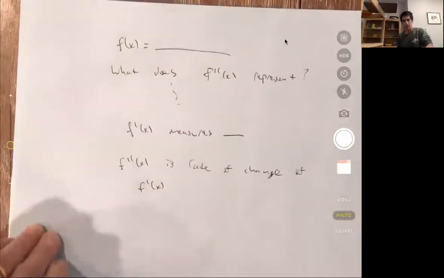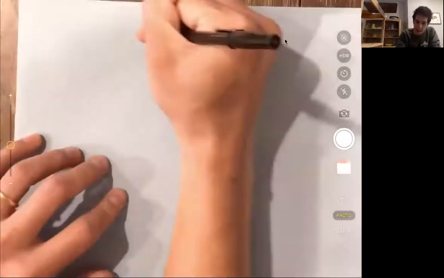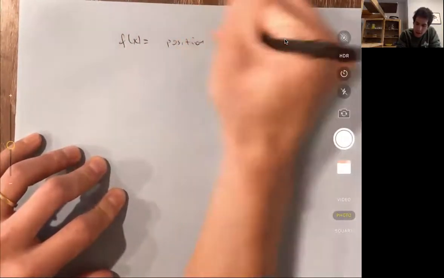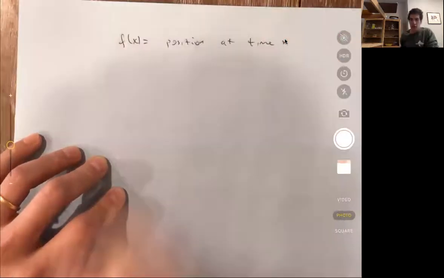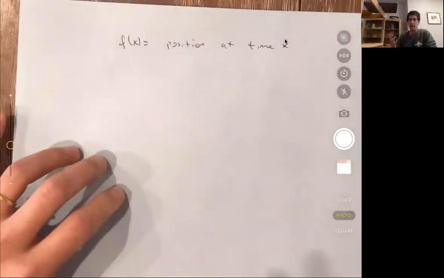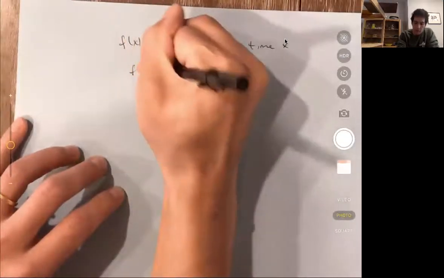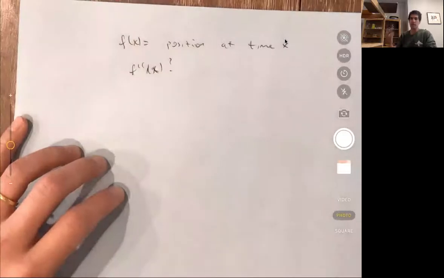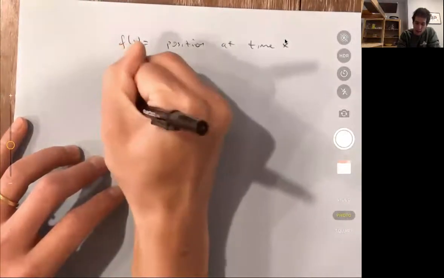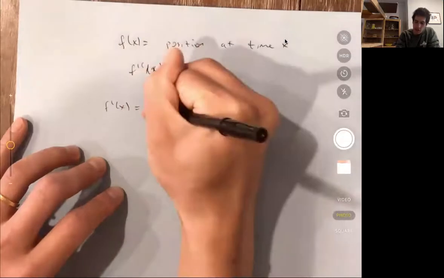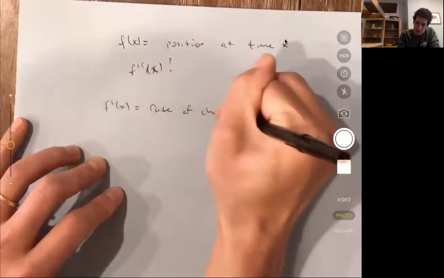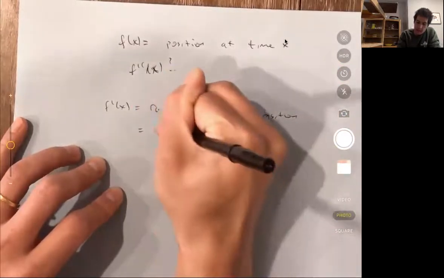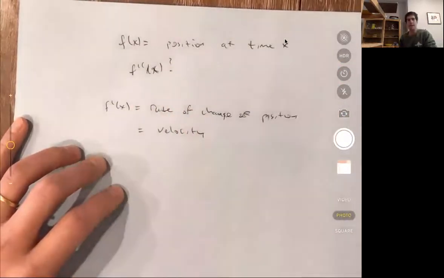So let's do a specific example. Let's say that f of x is my position at time x. So it's a position function at time x. And I'm going to ask the question, what is f double prime of x? Let's ask first, what is the derivative? f prime of x is the rate of change of position. And we know this as the velocity function, right? So this is the velocity.